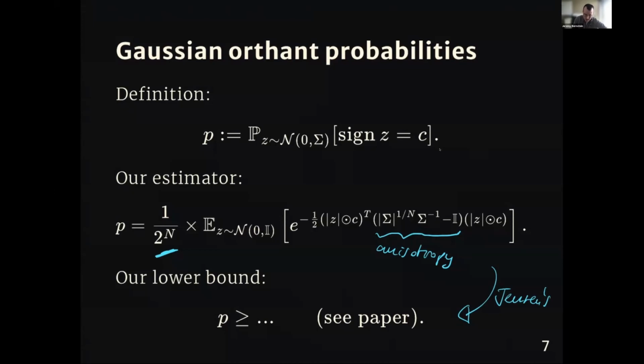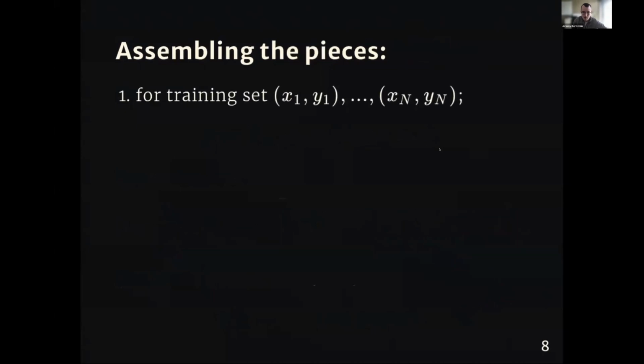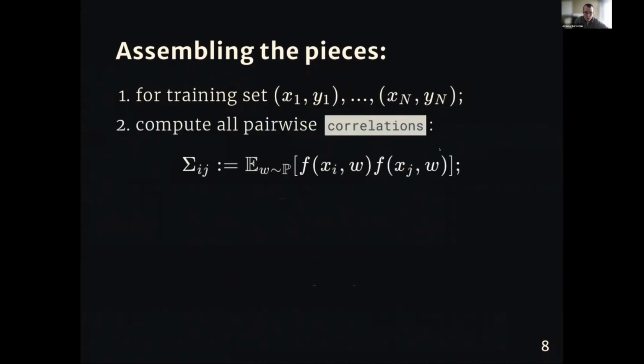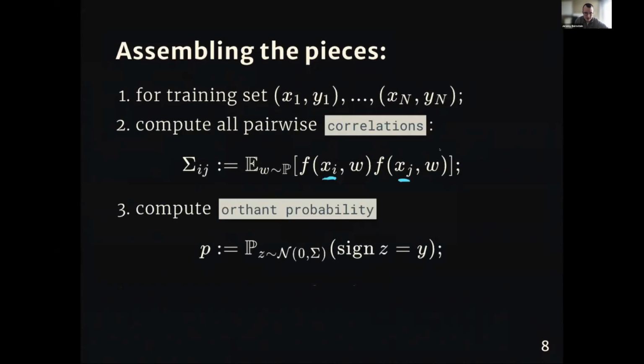Okay, so now we can actually put all the pieces together. This is how we derive generalization bounds for overparameterized neural networks. We take a training set with capital N data points, and the Y's are binary labels, so the labels are plus or minus 1. For every pair of training inputs, x_i and x_j, we compute the correlation of the network outputs under random sampling of the weights. The next step is we take that covariance matrix and compute the orthant probability of the binary class label vector under that Gaussian, using the techniques that we just introduced on the previous slide.